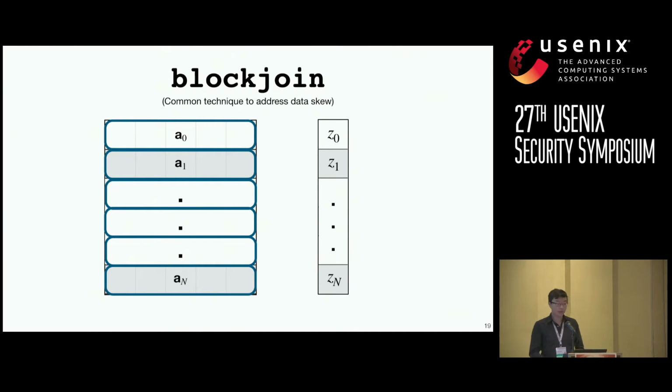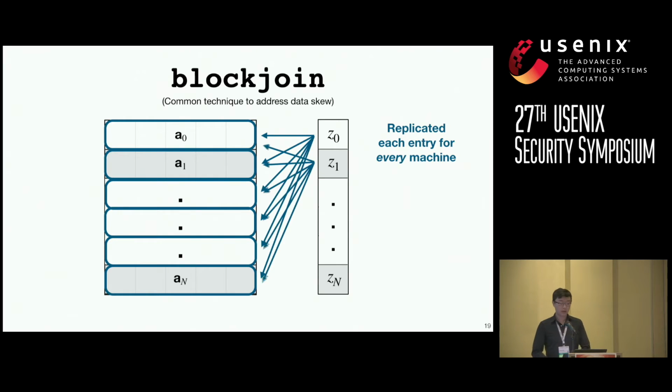Now, block join is a common technique to address data skew, and what it does is replicate each of the entries in one distributed data set across every machine. The hope is that when joining with the other distributed data set, the partitions will be more evenly spread across the machines. And what we end up with is a join table that looks something like this.